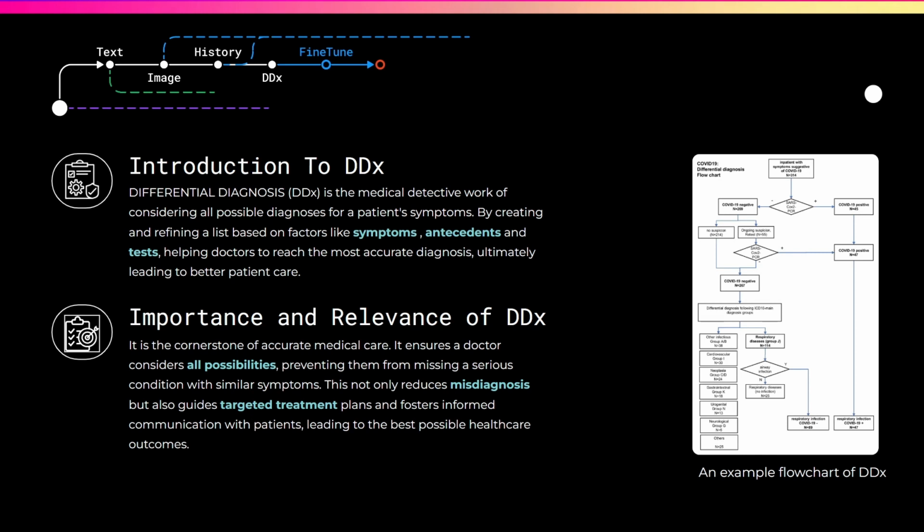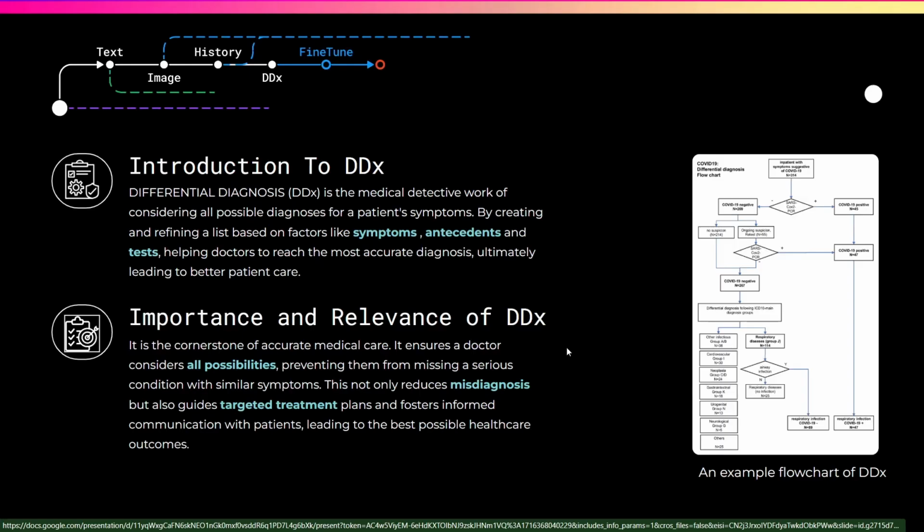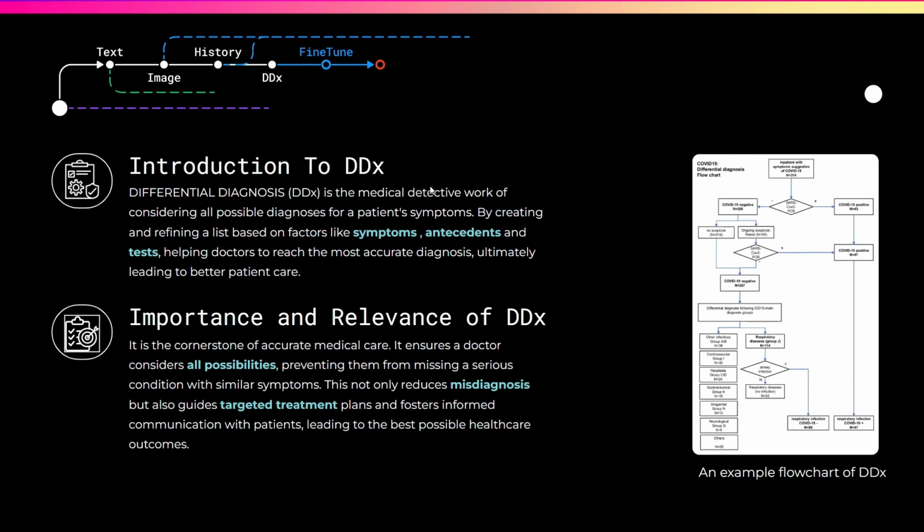Differential diagnosis is a method by which a doctor asks several questions to the patient, about his medical history and his antecedents, to eliminate many diagnoses and then finally arrive at one diagnosis. So this is one sample differential diagnosis on COVID-19. As you can see, there are multiple if else's, and then finally the doctor arrives at COVID positive or COVID negative. So this was differential diagnosis.